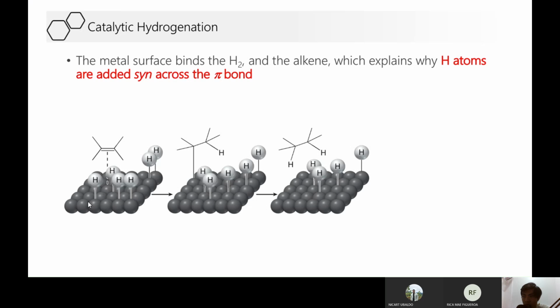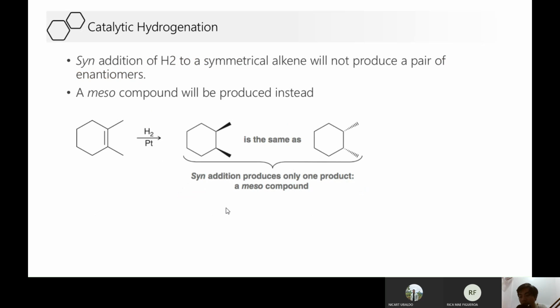Ito yung iyong catalyst, usually platinum, palladium, or nickel. So dito yung hydrogen sa surface niya. When your double bond attaches to this side of the catalyst, ibig sabihin nun, yung hydrogens mo madadagdag on the same side. Parang clip din yan. Isipin nyo yung dalawang lollipop na kakabitan ng, kunwari, ito alkene mo. Yung lollipops, dadidikit sa same side ng alkene mo. So, ganun lang yung idea. Okay? So, syn addition din dito.